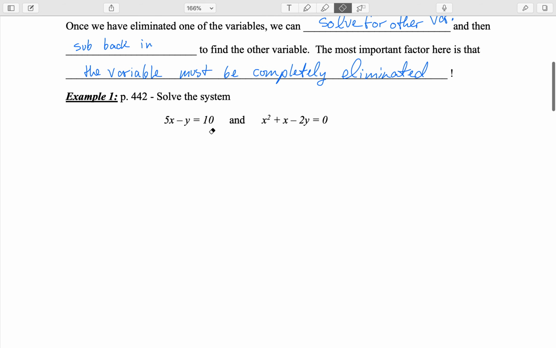So here's what we're going to do. You know what I should probably do? I should probably rearrange this. Notice the order. This one goes x squared, x, y's, and then equal to 0. This one has got x's, y's equal to number, right? So maybe what I'm going to do is go 5x minus y minus 10 is equal to 0.